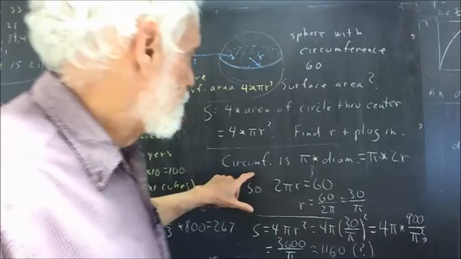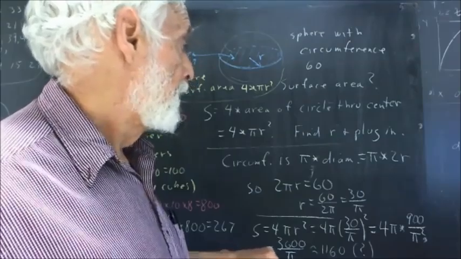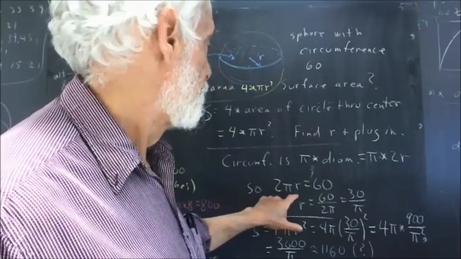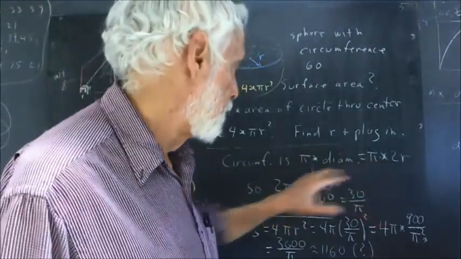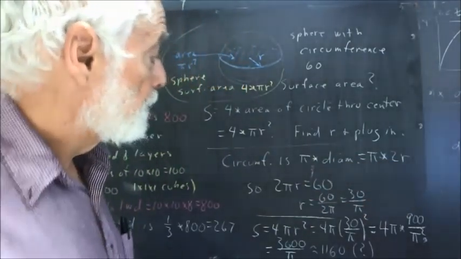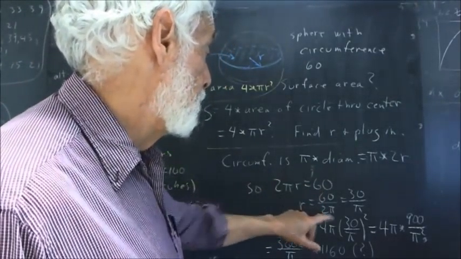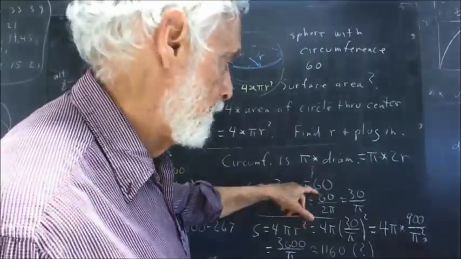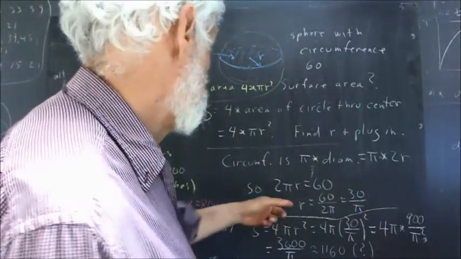Well, circumference is pi multiplied by the diameter. Remember the meaning of pi. And that's pi times 2r, because the diameter is 2r. So 2 pi r is 60. Okay, the circumference is 2 pi r. Now pi times 2r could be written 2 pi r. And now we can solve that for r. We just divide 60 by 2 pi, which is the same as dividing 30 by pi, but I don't care whether you divide the 60 by 2 pi or reduce it down to 30 over pi. So you can easily use your calculator to find r.